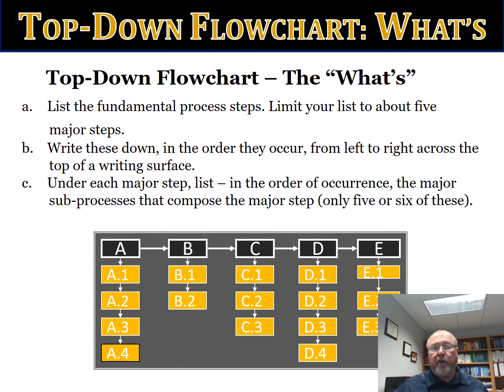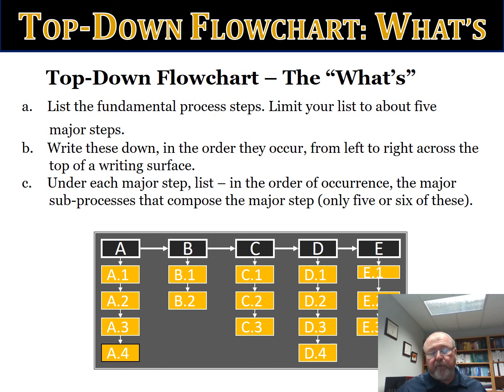Another sort of flowchart or process map would be a top-down flowchart. And usually that describes the what's. In other words, you'd list your primary process steps, so in order. You'd probably limit yourself to around 5 major steps in the process. And then beneath each one of those things, what you would do is, in the order of occurrence, list the major sub-processes, the major sub-steps, if you will, for each one of those things. Those are the big tasks that need to be completed.